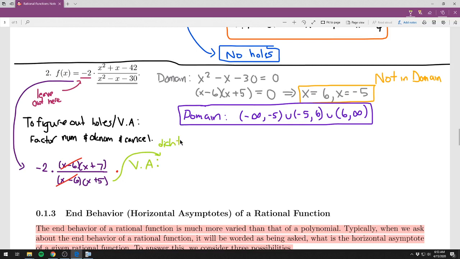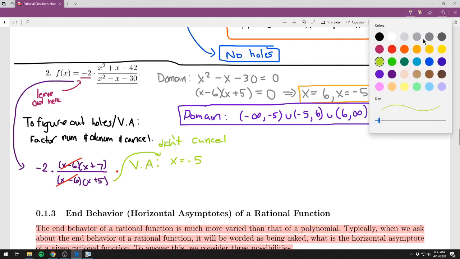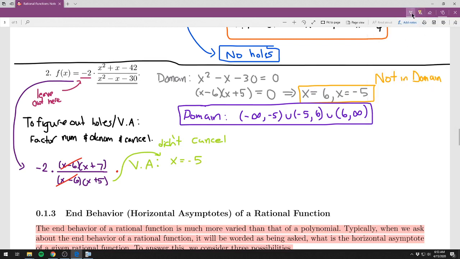And what's going to make that 0 is the -5 one. Right, so x plus 5 equals 0. That gave us the -5. So the equation of a vertical asymptote is x equals -5. Everything else, all the other x values, are holes. Everything that canceled out.